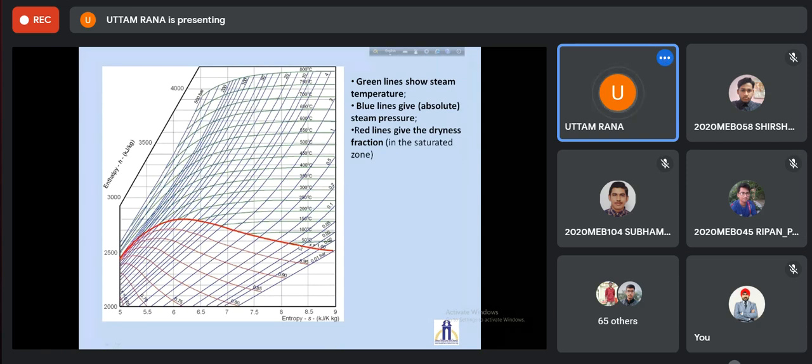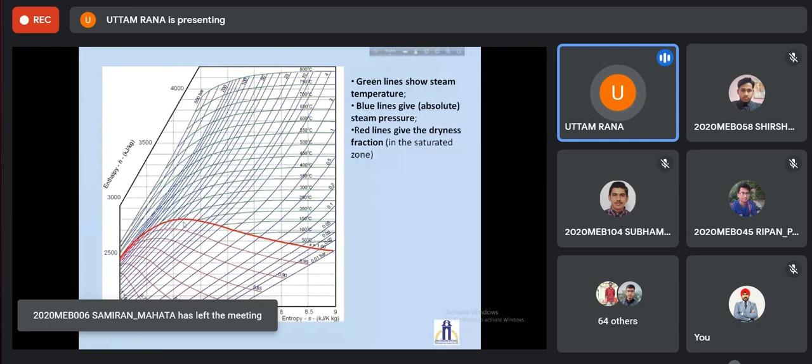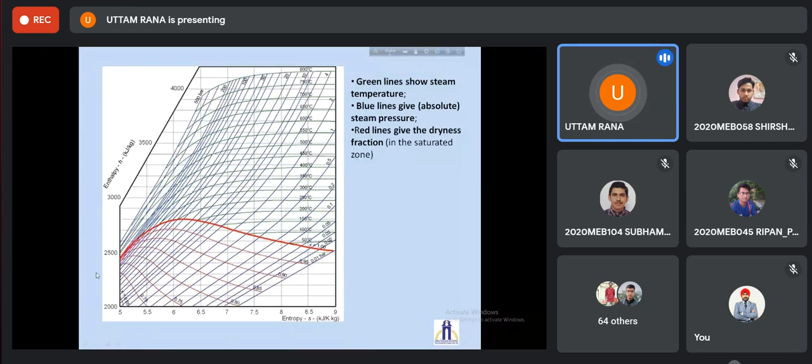Red lines give the dryness fraction lines. So if you go along the saturated vapor line, the dryness fraction is 1. If you go along the saturated liquid line, the dryness fraction, which is not shown here, will be equal to 0. So all these red lines correspond to the dryness fraction lines. Okay.